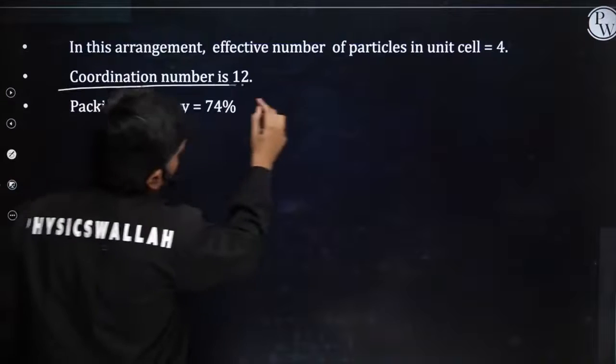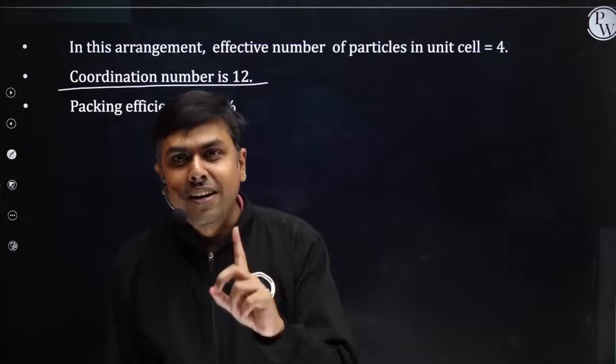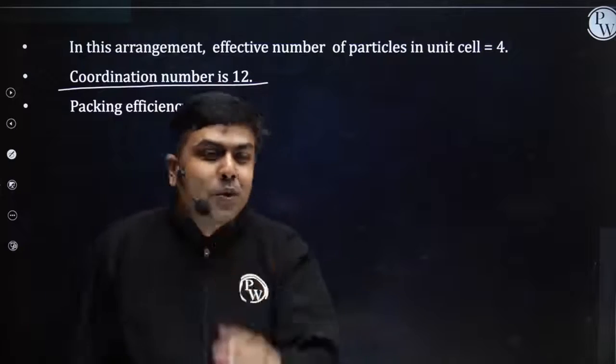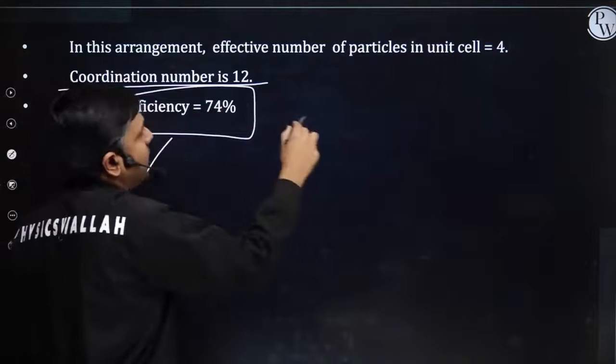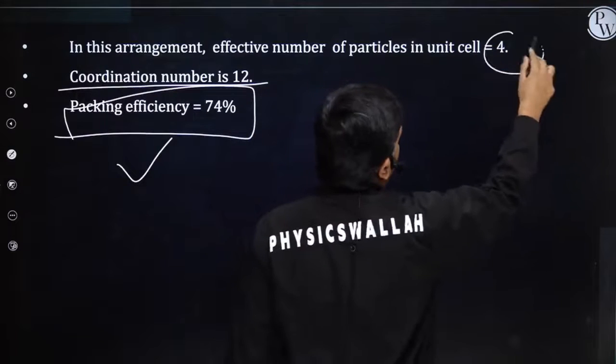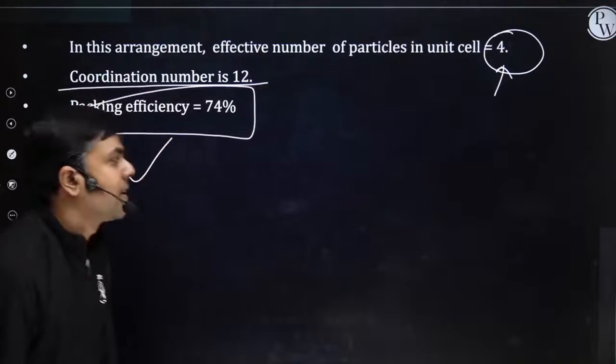Coordination number we have studied. In case of FCC, one atom is surrounded by 12 atoms, right? At a distance of a by root 2. What's the packing efficiency? 74%. What's Z effective? Z effective is 4, right? We've studied all these things. Okay, let's move ahead.